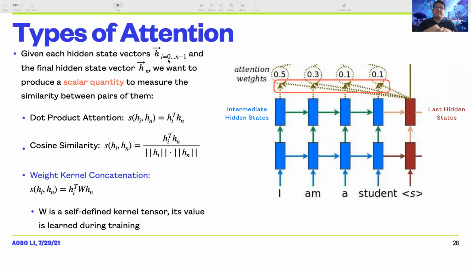We can do this using several metrics. Probably the easiest one is just a dot product between hi and hn. We can also do a cosine similarity, where we take hi times hn divided by the product of their norms, which is the cosine of the angle between the two. But the way I prefer the most is what we call the weight kernel concatenation. The idea is to multiply hi by a weight matrix W and then multiply the result by hn. W is a self-defined kernel tensor, so its value changes when we train the machine learning model. This multiplication also gives us a scalar.